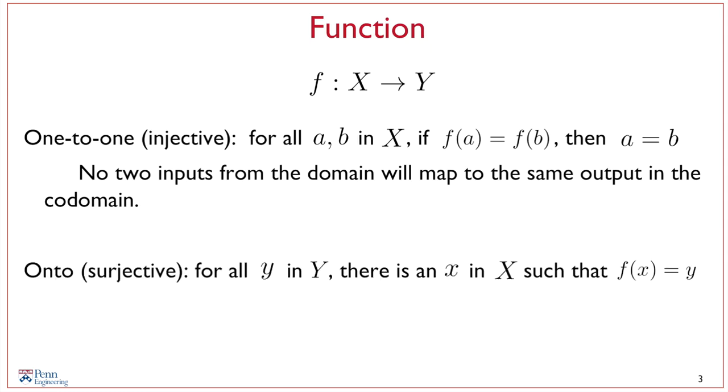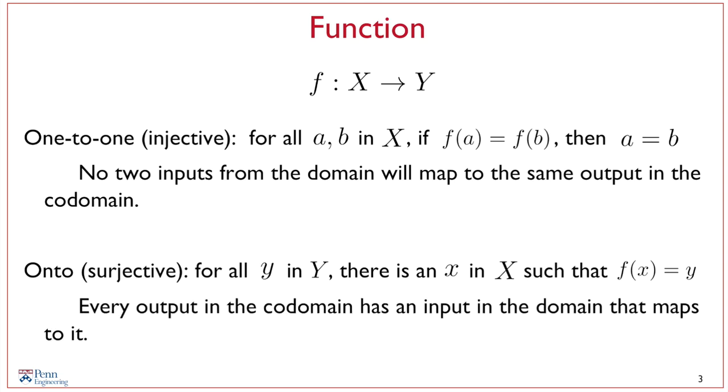A function is onto or surjective if for any y in the codomain, there is an x in the domain such that f of x equals y. In other words, every output in the codomain has an input in the domain that maps to it. We'll see these ideas more clearly through the following examples.